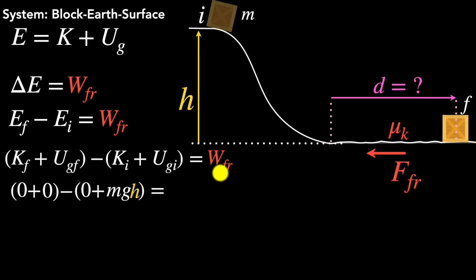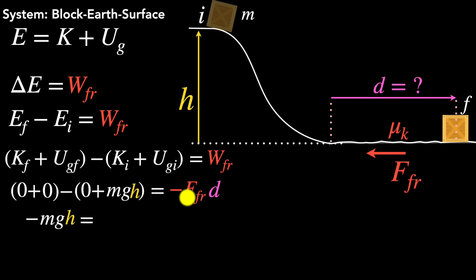That should equal the work done by the force of friction. Well, that's just going to be the force of friction times the displacement. And there's going to be a negative sign because they're in the opposite direction. So it's going to be minus force of friction times the displacement d. And look, we have d in our equation. So we have to solve for d. So let's simplify. The left-hand side just simplifies to negative mgh.